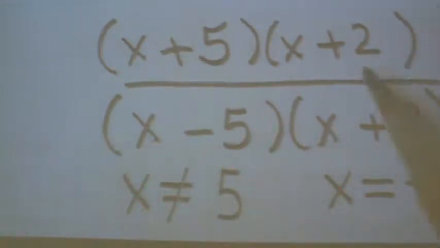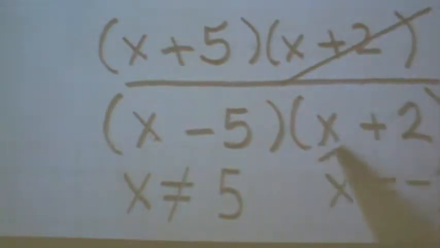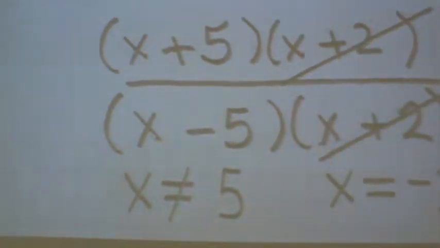Now, when you cancel, these two are factors. So what's left is x plus 5 over x minus 5. So this is your final answer.